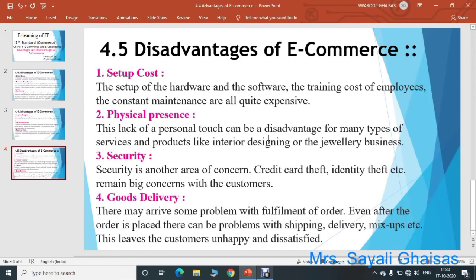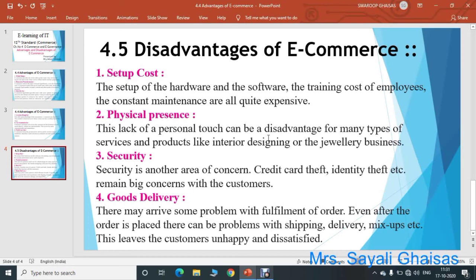See, when a customer places an order, that order starts the shipping. But after the order has been placed, there may be problems while shipping, while delivery. There are chances of mix up of the different customer products, and in this way the customer may get a wrong delivery, and that's why the customer may feel unhappy and dissatisfied. So that is a problem with the goods delivery. So these are some disadvantages of e-commerce like setup cost, physical presence, security, and goods delivery.